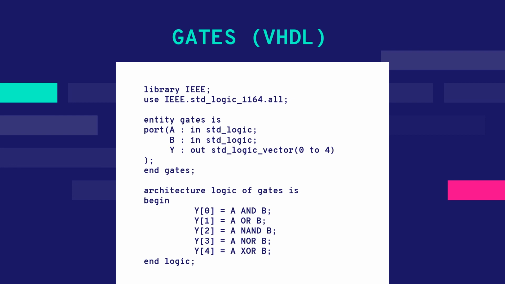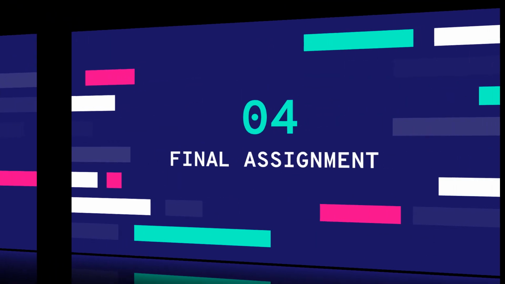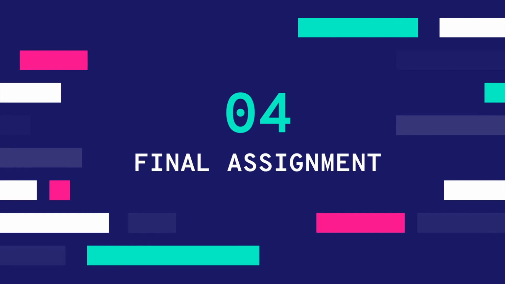We also learned about how to implement gates in VHDL, where you have an entity and you have architecture. Finally, the final section includes the final assignment and its implementation.